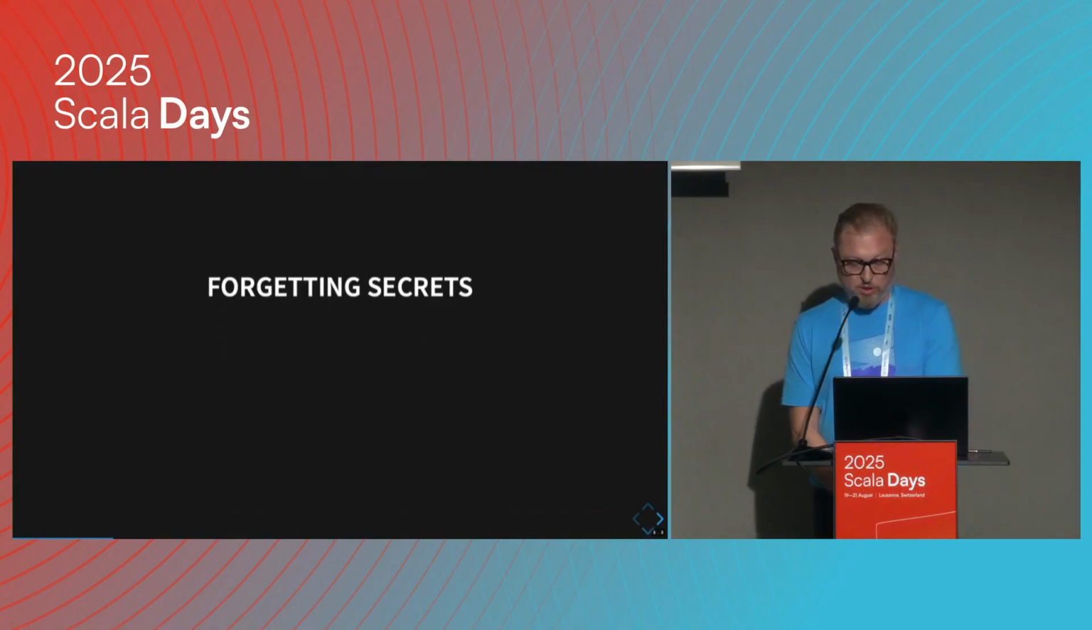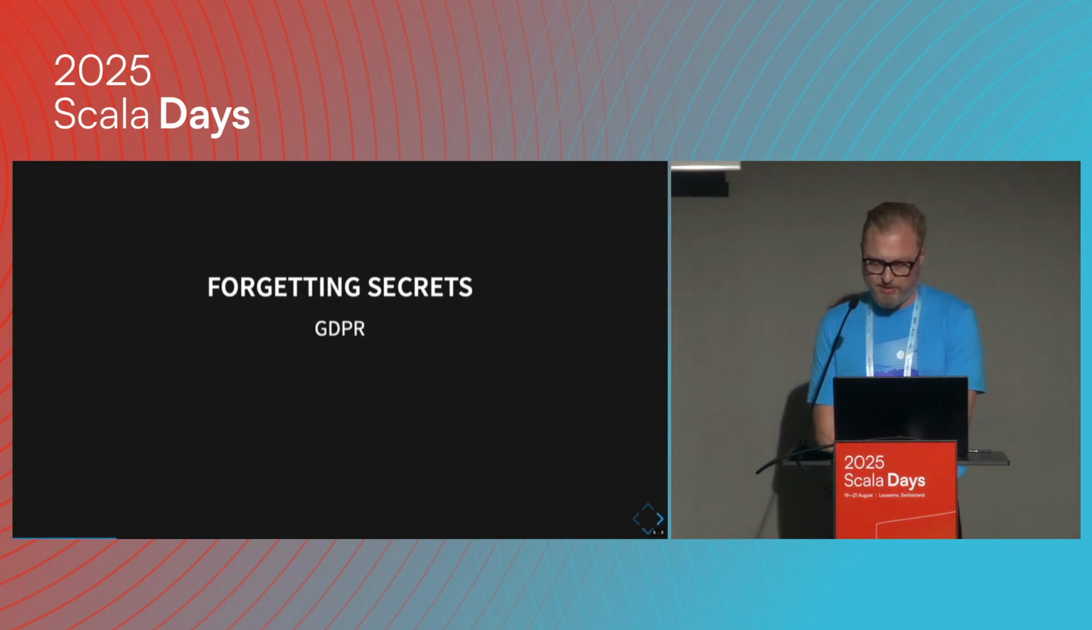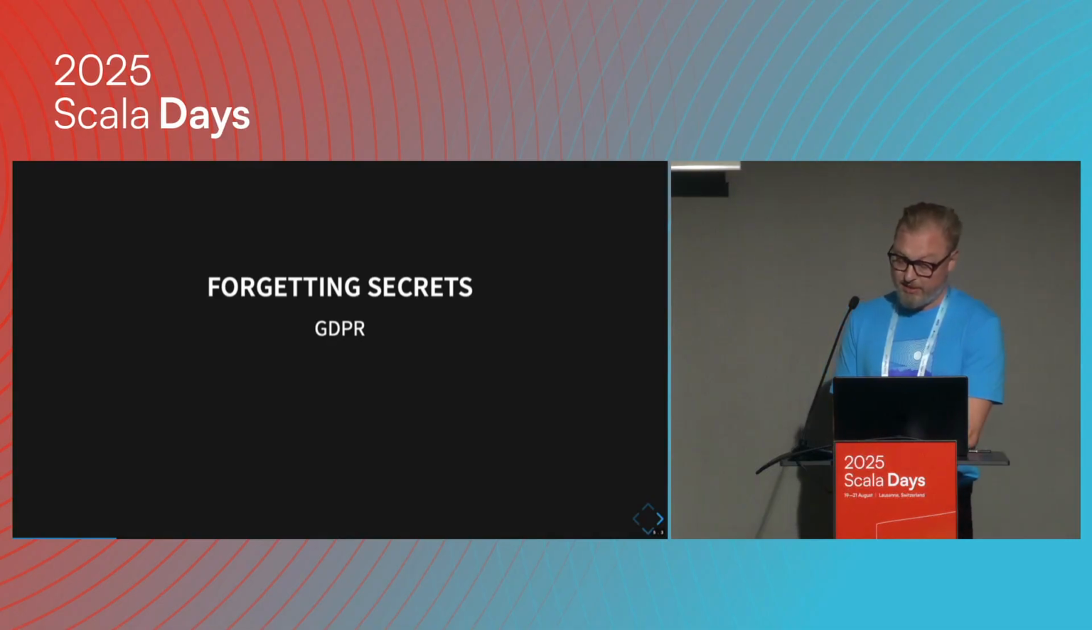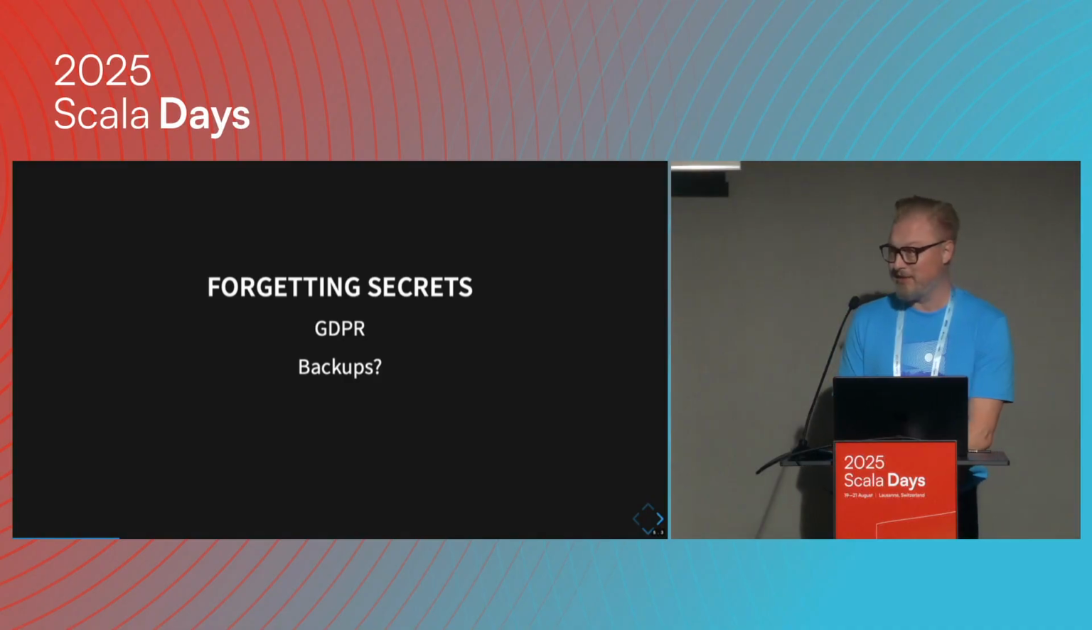So when you want to forget a secret, how do you do that? Why do we need to forget secrets? Well, we have something called GDPR in the EU, and we need to follow that. It requires us to be able to forget a user if they want us to. And backups can be problematic. How do we delete the user from an already backed up data set?